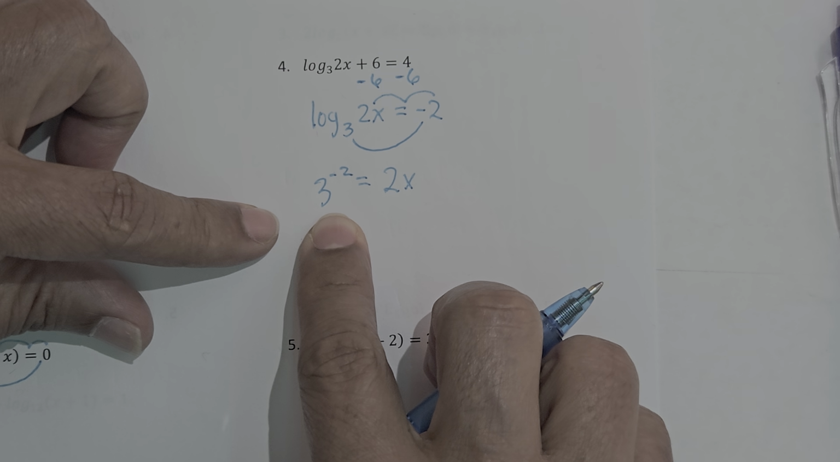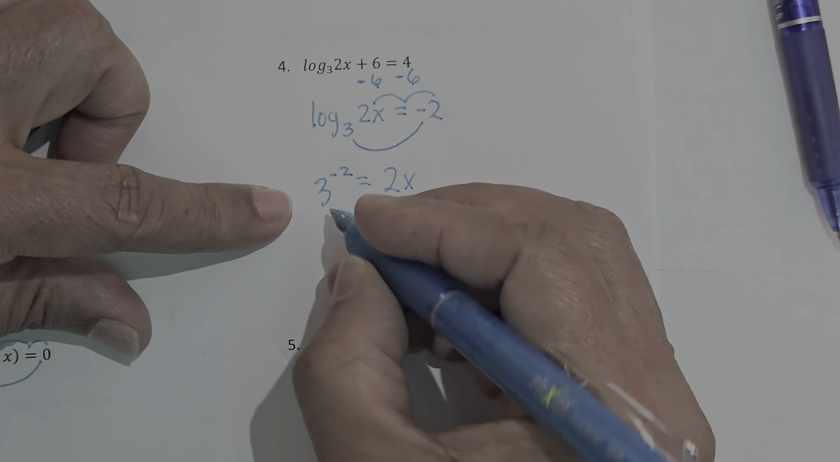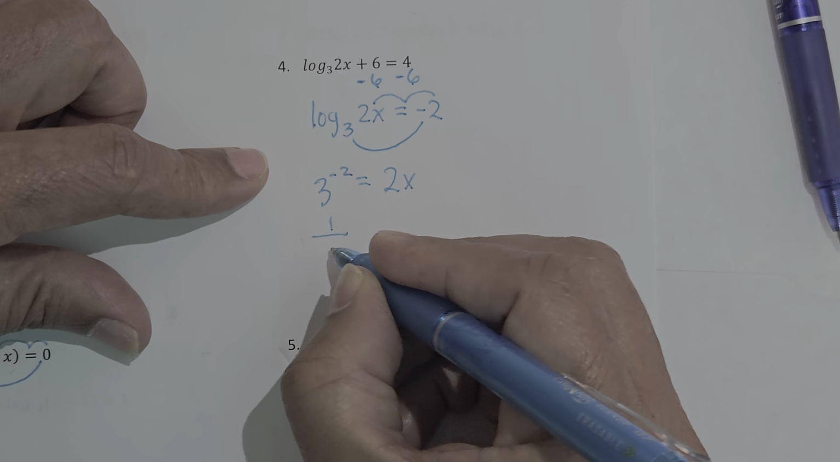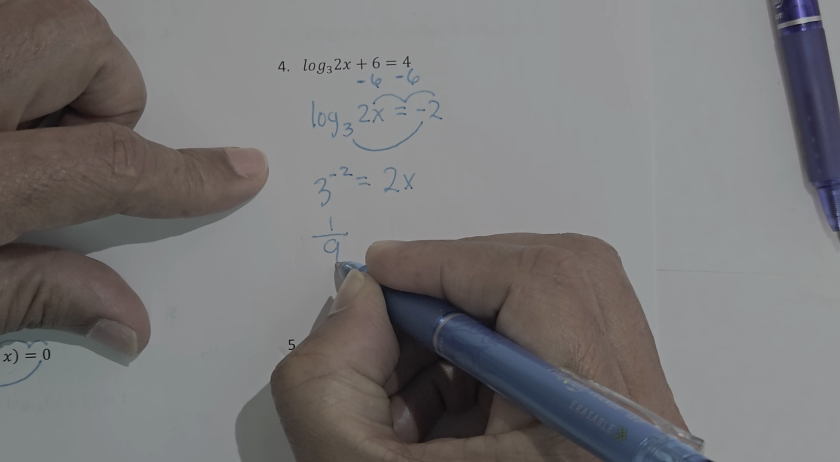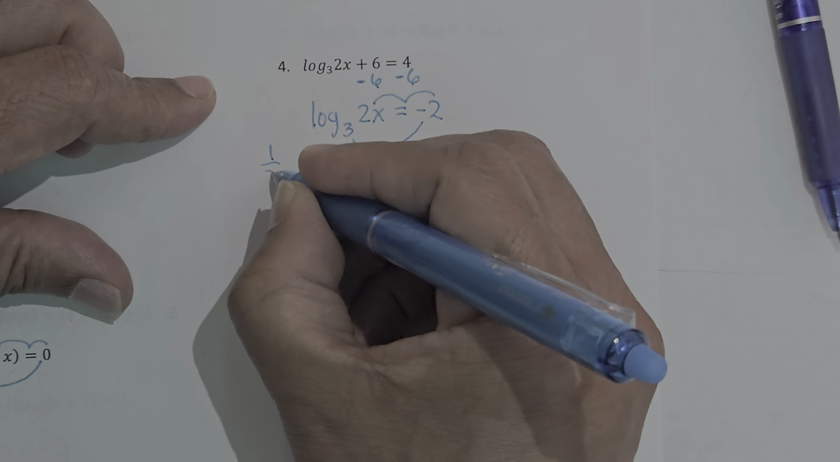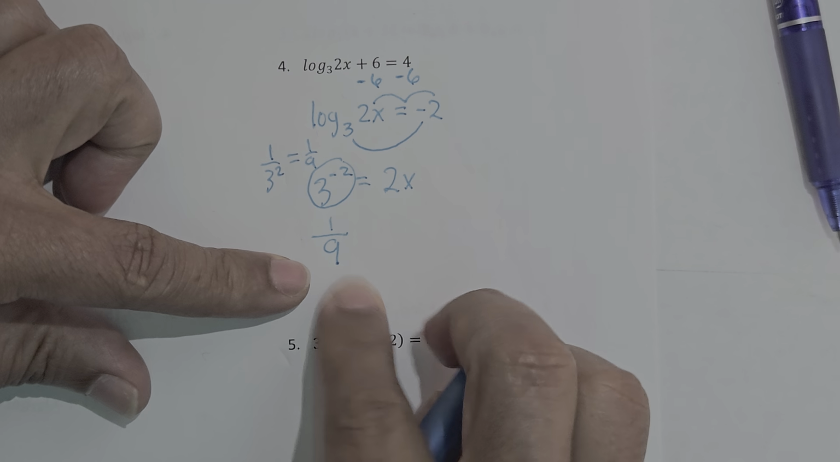Then again, based on the properties of exponents, I'm going to write this 3 to the negative second power as 1 over 3 squared, which is 9, right? So let me just take this to the side in case you don't remember. This is the same as 3 to the second power, which is equal to 1 over 9. So that's how I got this, okay?